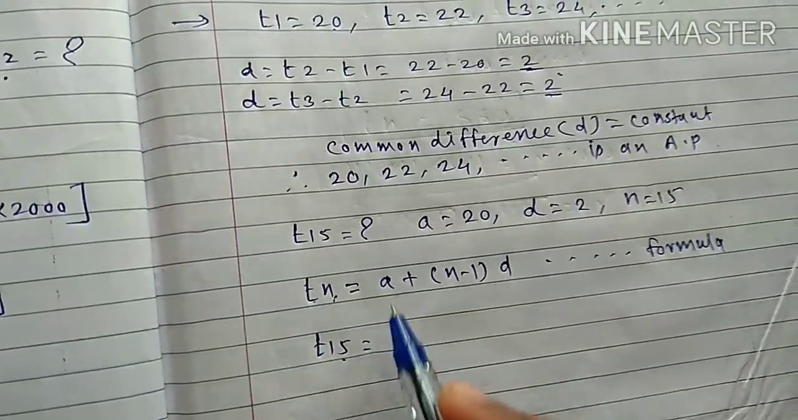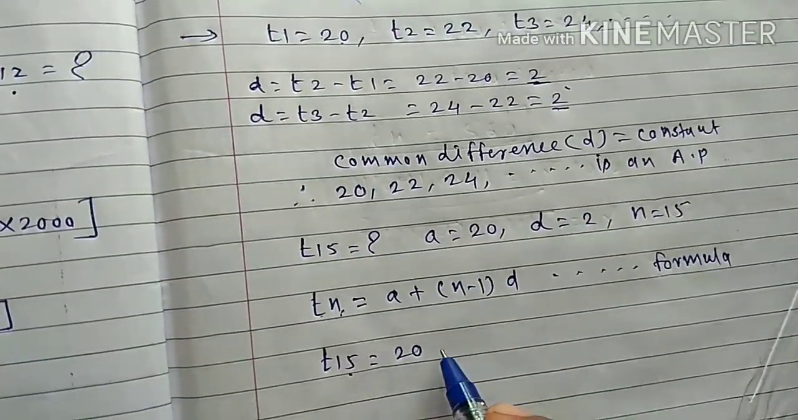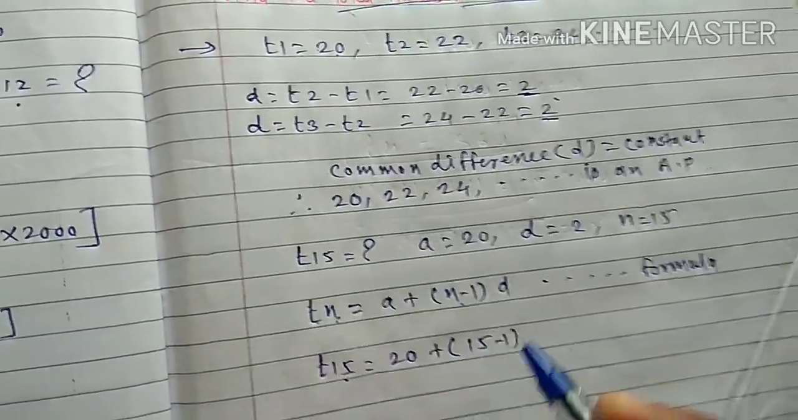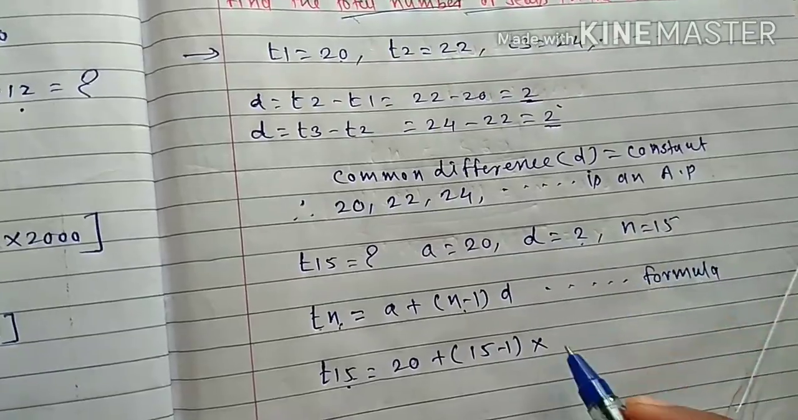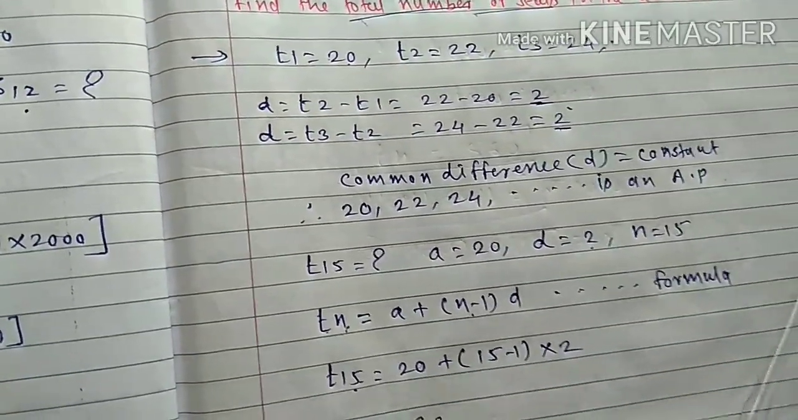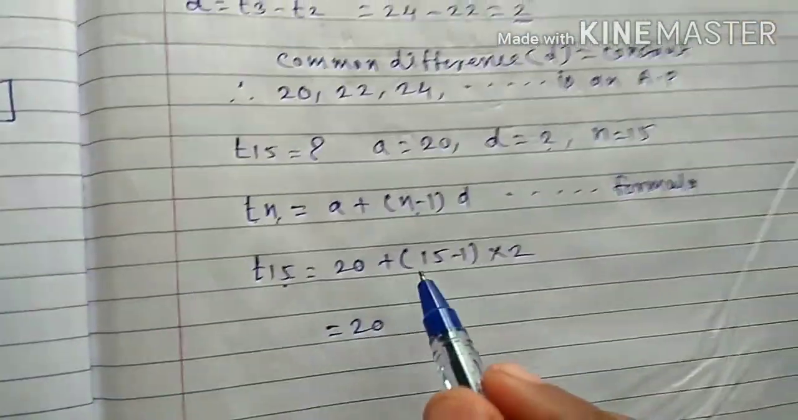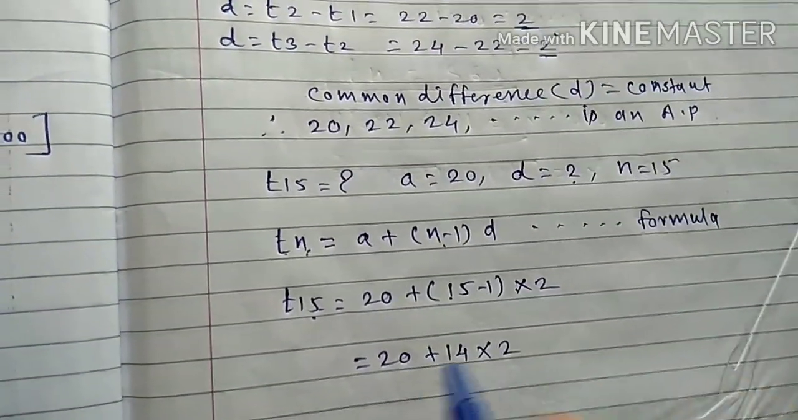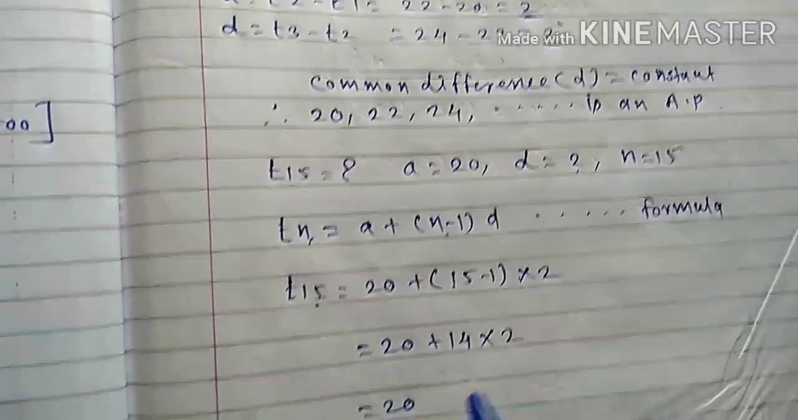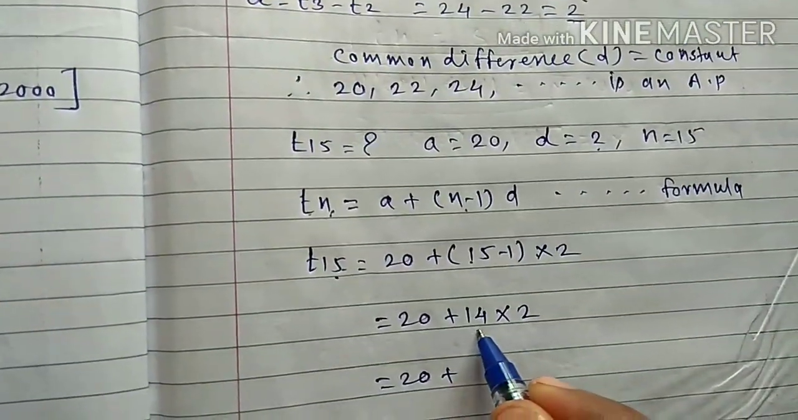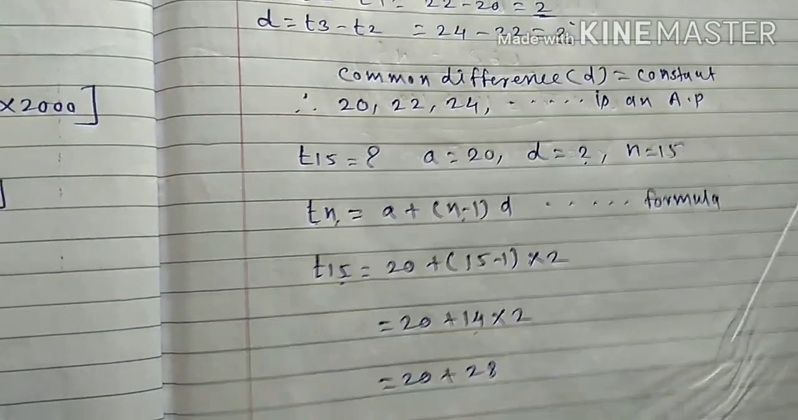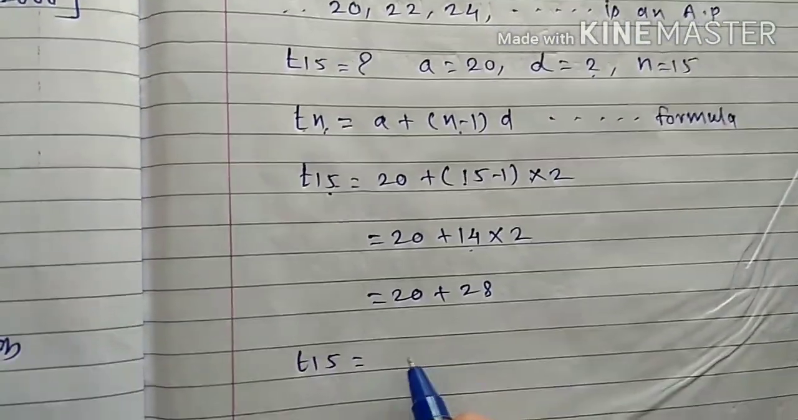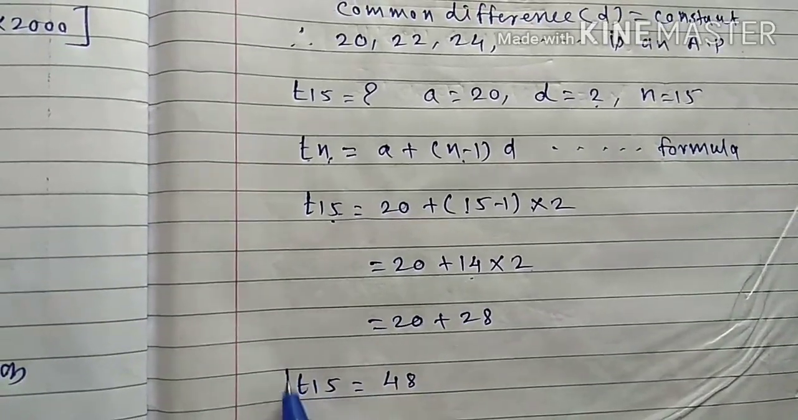So n is equal to 15, a is equal to 20, d is 2. T15 is equal to 20 plus 15 minus 1 into 2. 15 minus 1 is 14, 14 into 2 is 28. Therefore, T15 is equal to 48.